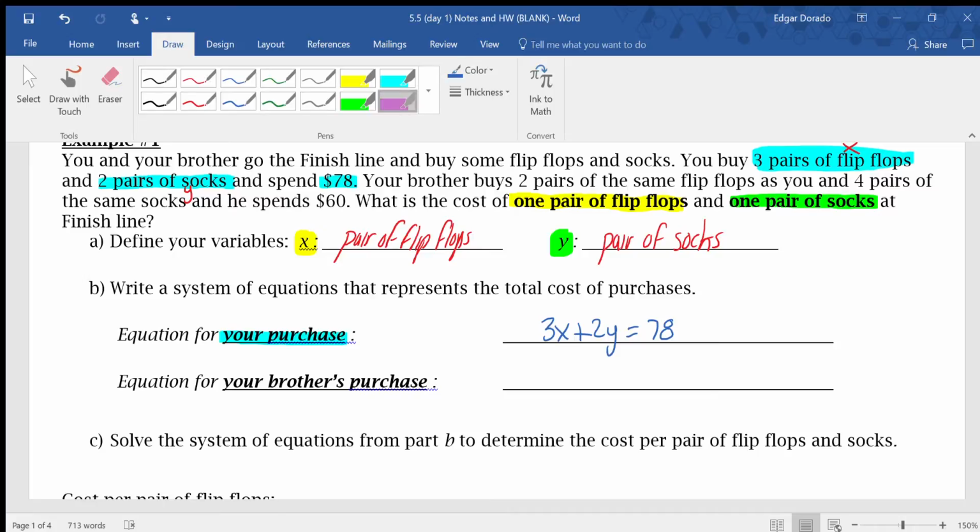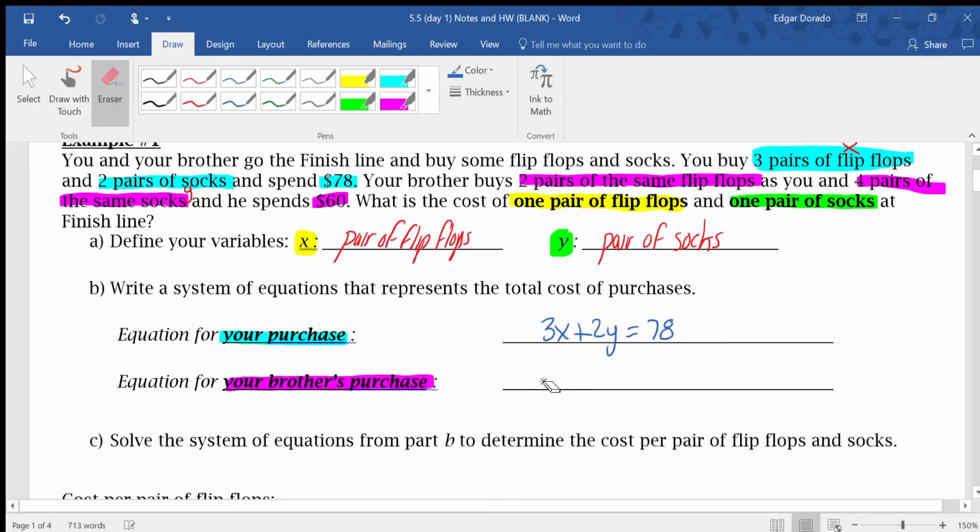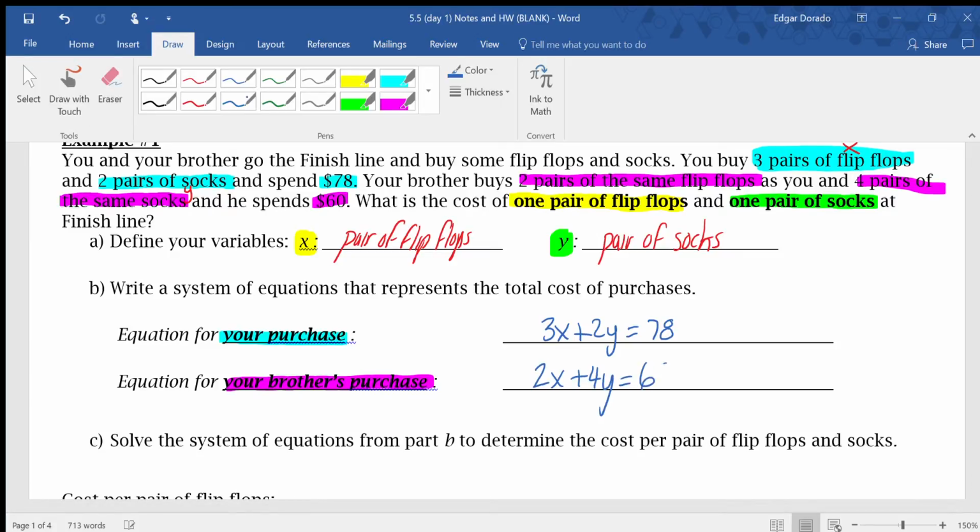Now let's take a look at what our brother's purchase would have been. It says your brother buys 2 pairs of the same flip-flops and 4 pairs of the same socks, and he spends $60. Everything there in purple we should be able to write an equation for. So that would be 4x plus, let's see, oh, sorry, it would actually be 2x plus 4y equals 60.